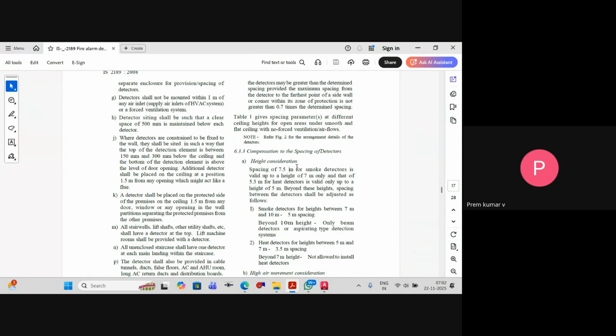Yes, sir. Smoke detectors beyond 7 meters: that means if the height of your slab is greater than 7 meters and less than 10 meters, you will use 5 meters spacing. Instead of 7.5, the distance between two detectors will only be 5 meters. Understood or not?